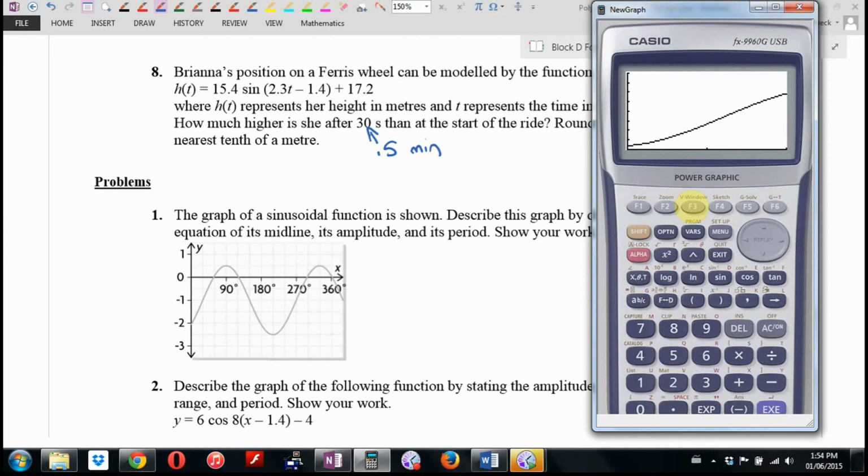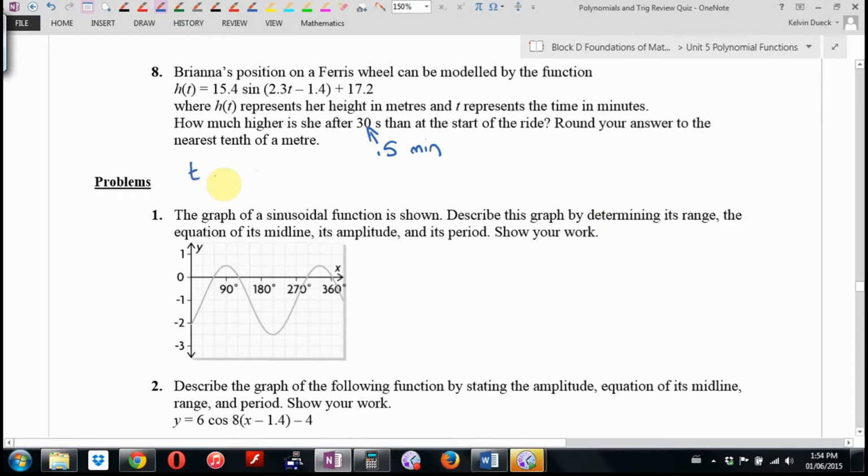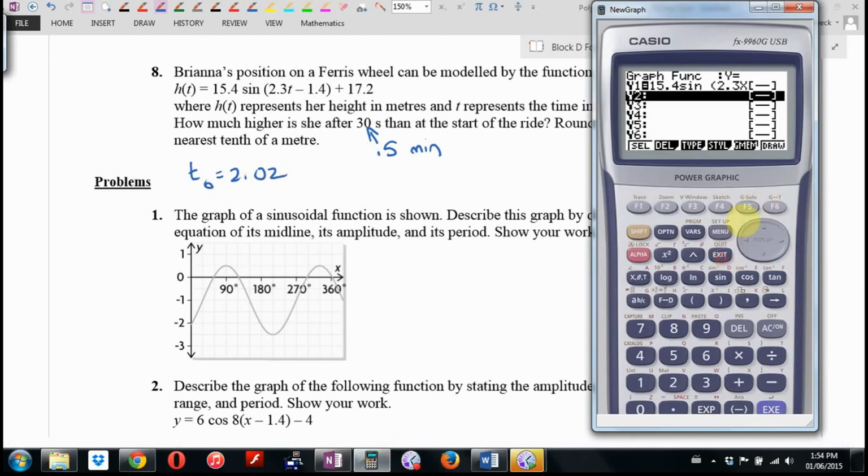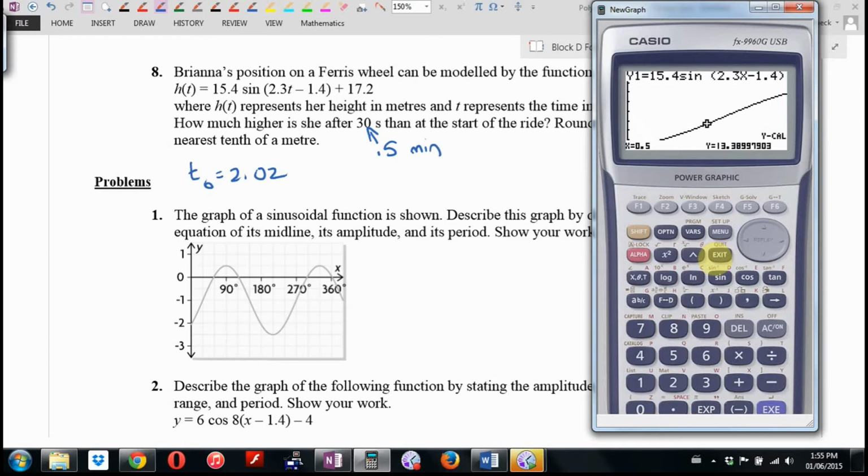Okay, that's better. You get on, you go up. How high are you when you get on? G-solve, y-cal at time 0. You're 2.02 meters off the ground. Then G-solve, arrow sideways, y-cal after 30 seconds. Sorry, after 0.5 minutes, which is 30 seconds, you are 13.4 meters off the ground.